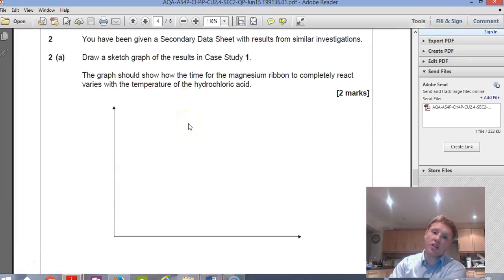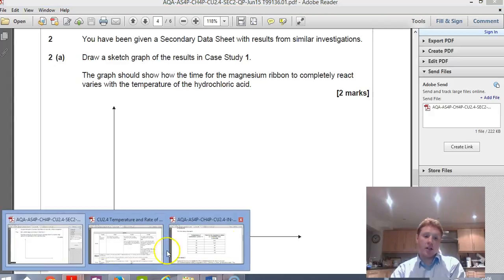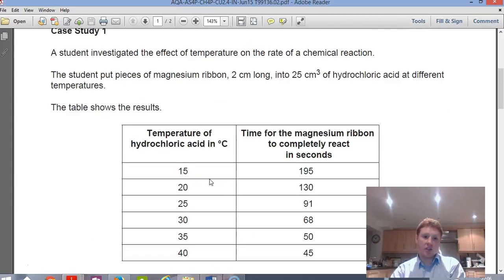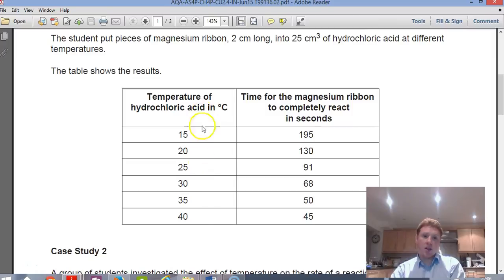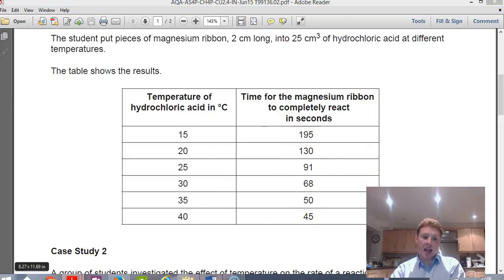Question 2A, sketch graph. Yes, in every past ISA there has been a sketch graph based on case study 1. So you will get some case studies, such as here. Here is case study 1, temperature of acid, time. So it's always good to look at case studies for patterns. So as the acid temperature goes up, the time goes down.